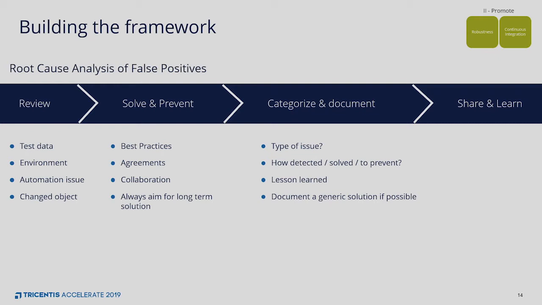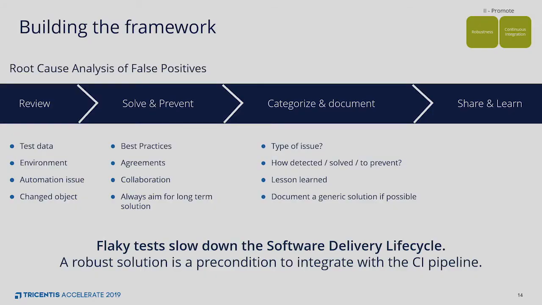And if you have done that, you want to categorize and document that, because at the end of the day, you want to share that across the organization. You want to make sure that other teams don't make that same mistake, right? You want to evolve over time, right? So this process is really important and it's crucial, because flaky tests basically slow down your software delivery lifecycle. And a robust solution is mandatory for your continuous integration pipeline. So that's why this whole root cause analysis thing is so important.